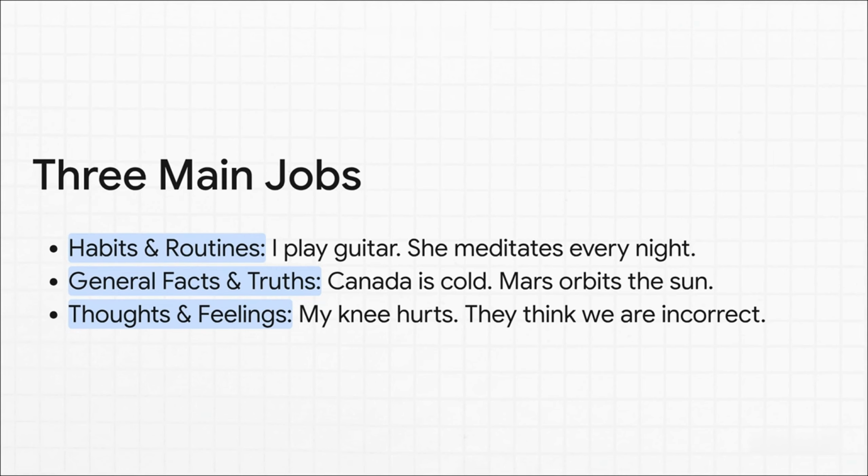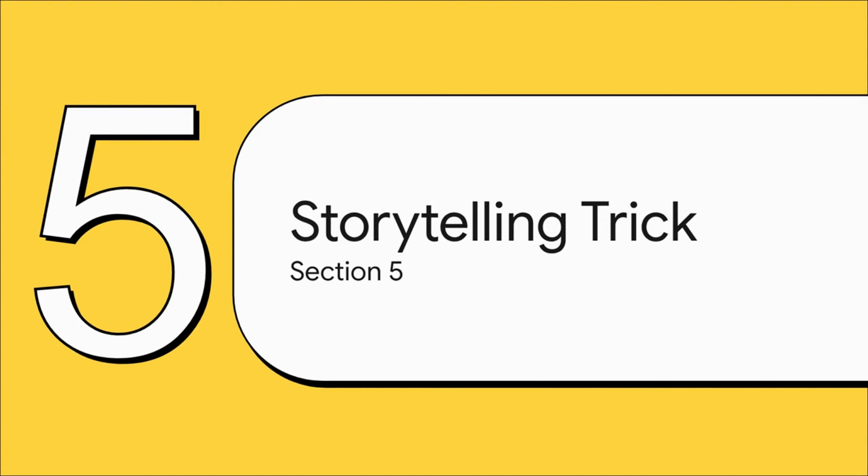So there you have it. Habits, facts, and feelings. And that's pretty much it. Just lock that number 3 into your brain. If you can just remember those 3 big jobs, habits, facts, and feelings, I'm telling you, you're going to use the present simple correctly almost 100% of the time. That's the real secret.